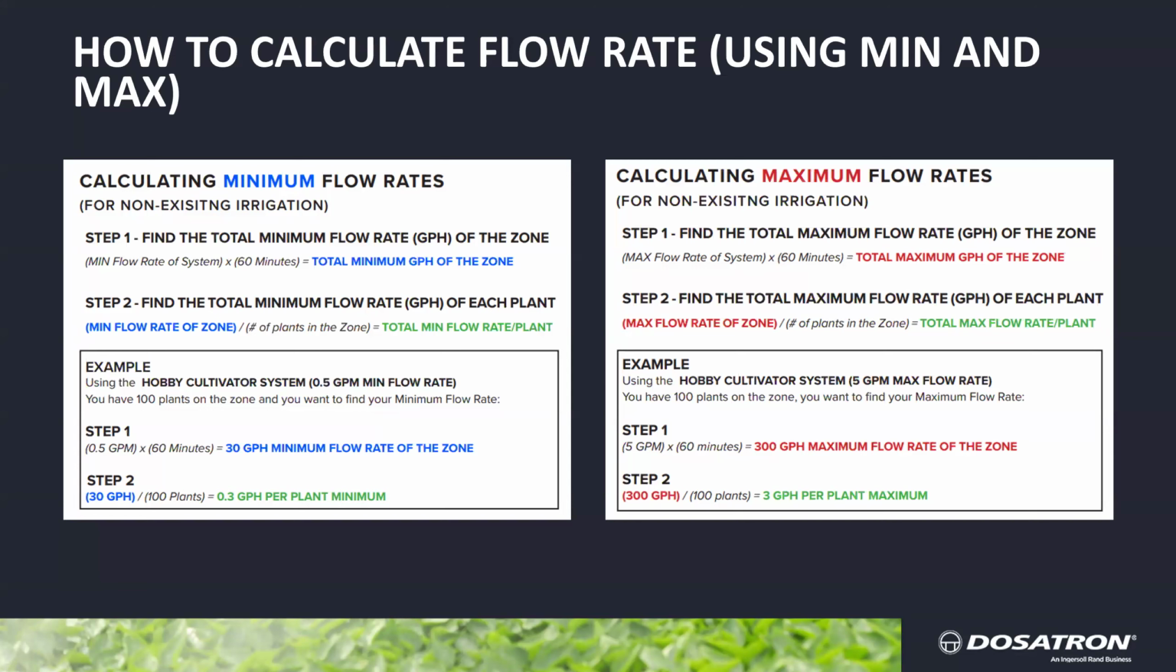I have now figured out that if I'm going to put in this irrigation system and I want it to operate with this system, I will have to put emitters that are above 0.3 but below 3 gallons per hour for each one of my 100 plants. If I do that, the system will work.